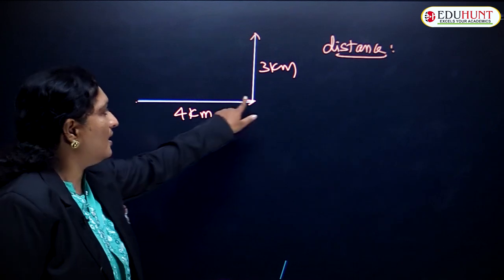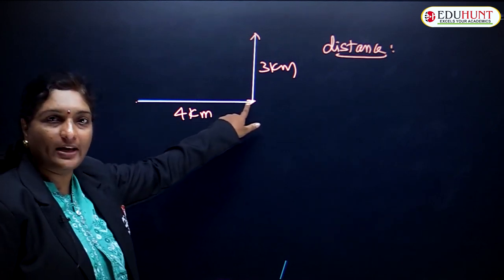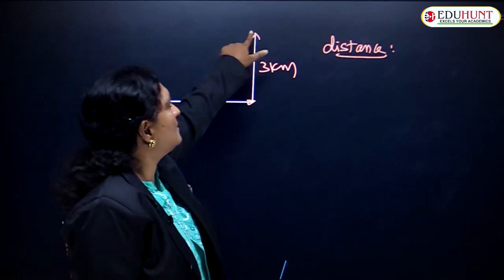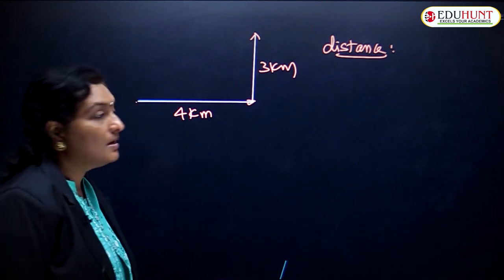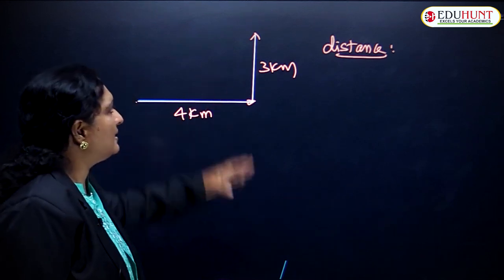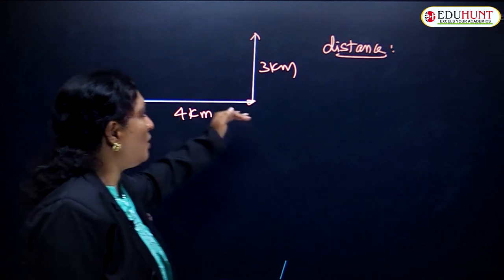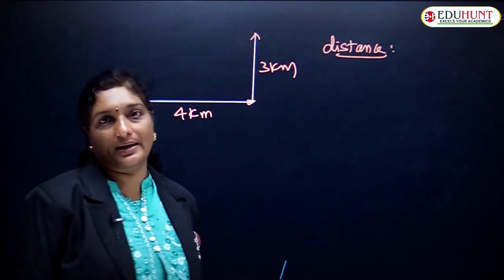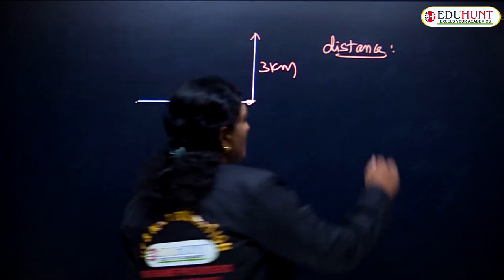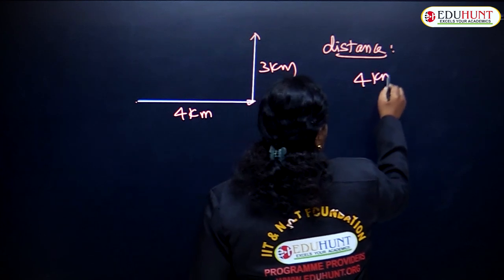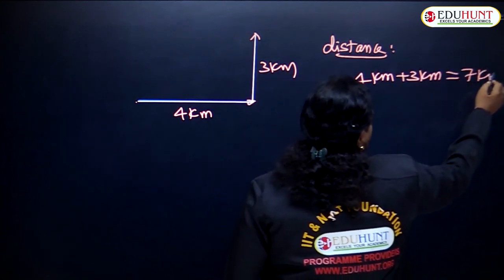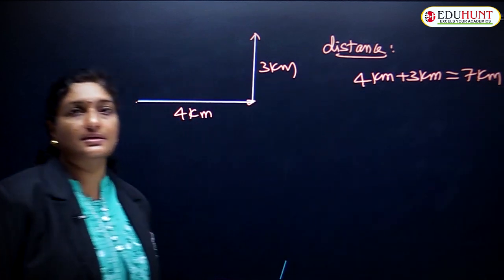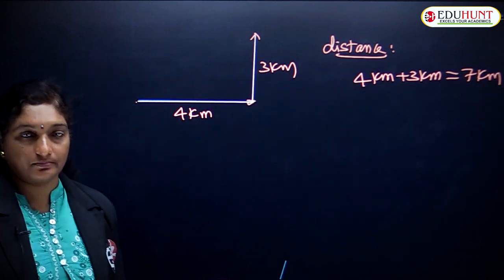So what is the actual length of the path covered by the body? From here to here, the body has covered 4 kilometers, and again from here to here, the body has covered a distance of 3 kilometers. So what is the actual path length covered by the body? 4 kilometers plus 3 kilometers. So 7 kilometers is the total distance covered by the body.